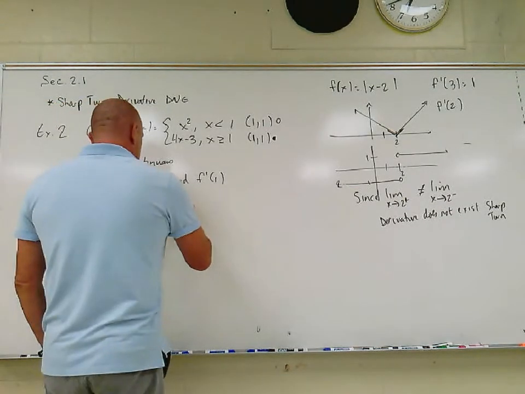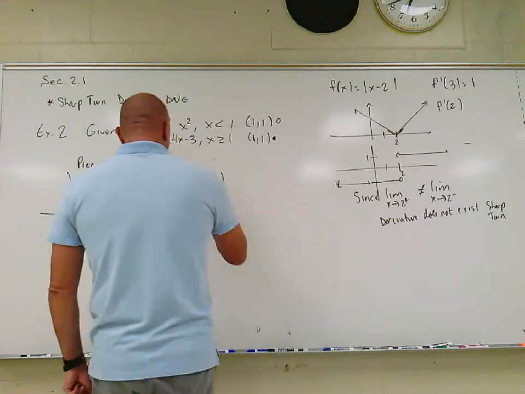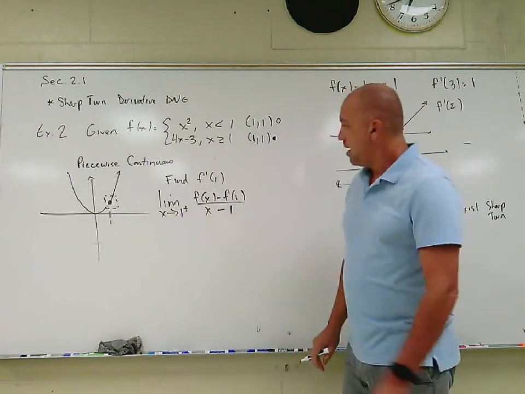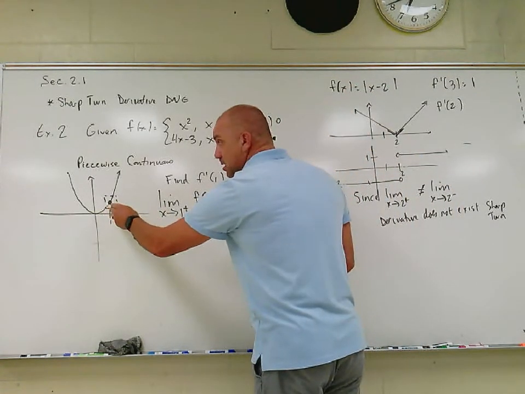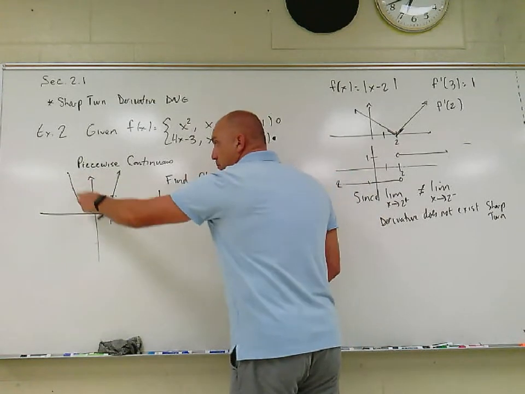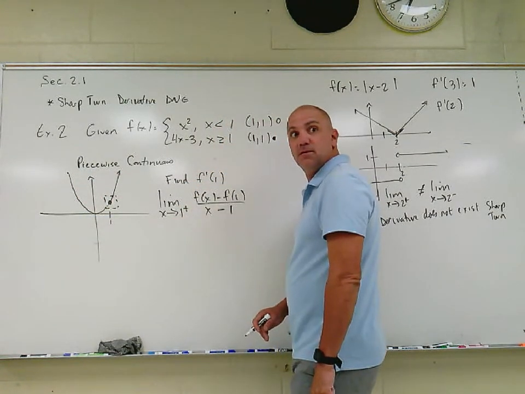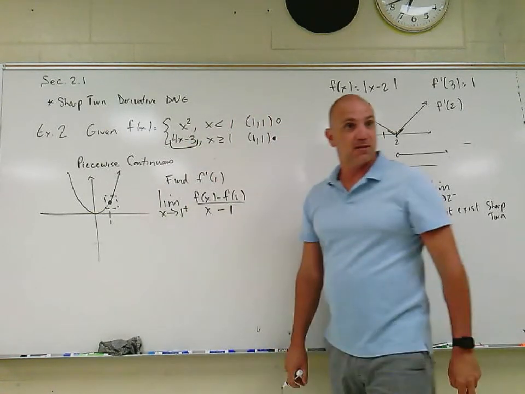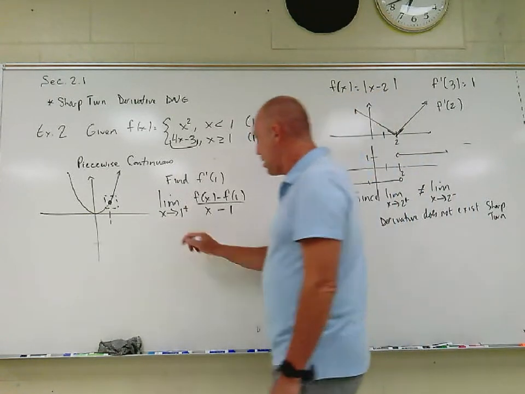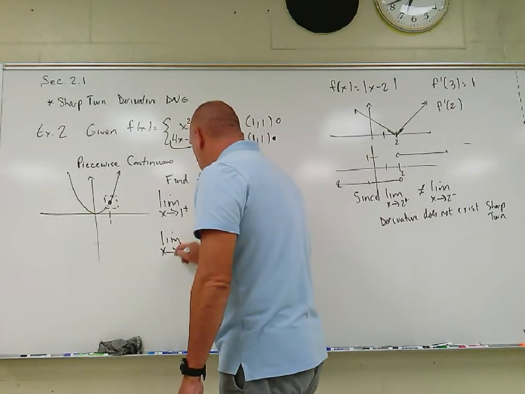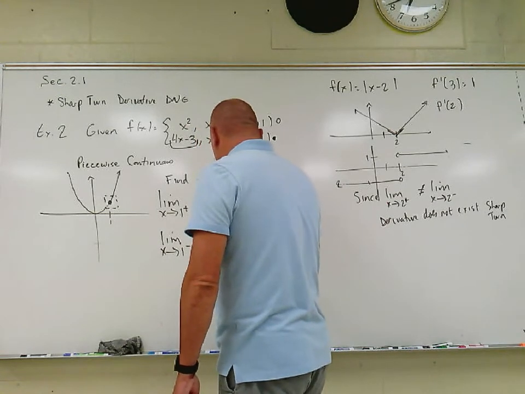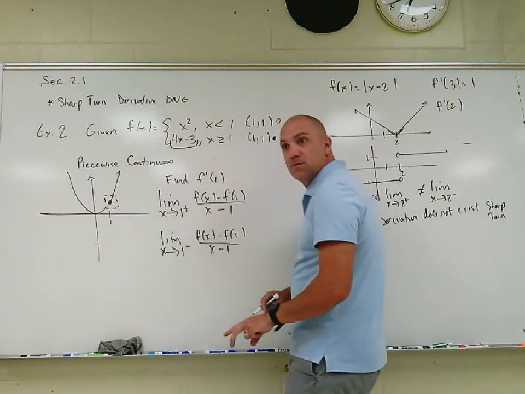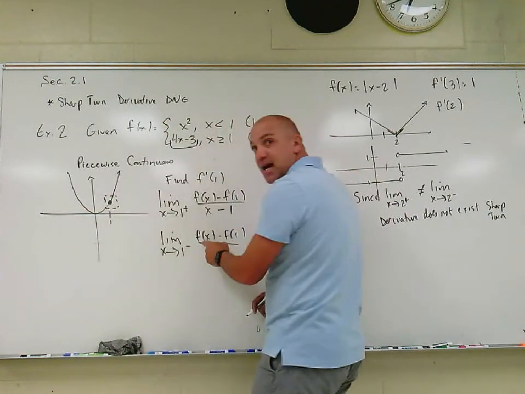We're going to do the limit as x approaches 1 from the right of f of x minus f of 1 over x minus 1. Now look, if I'm approaching 1 from the right, which function am I on, the parabola or the line? The line. So when you set this up, you've got to plug that in for f of x, because you're right of 1. And then you're going to do the limit as x approaches 1 from the left of f of x minus f of 1 over x minus 1. And when you're left of 1, which function are you on? The parabola, so you've got to plug that in.